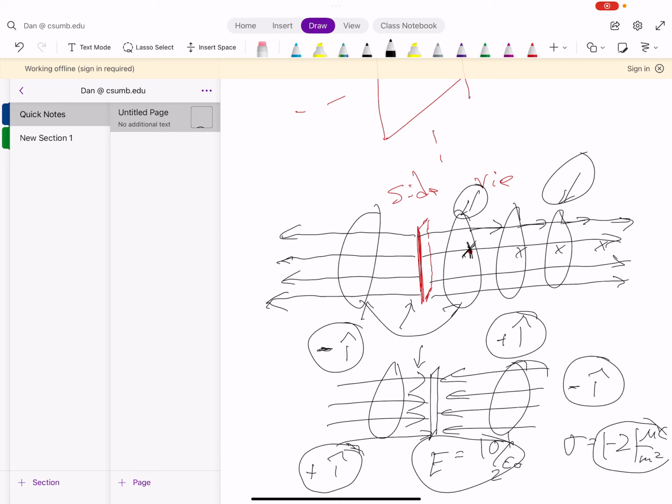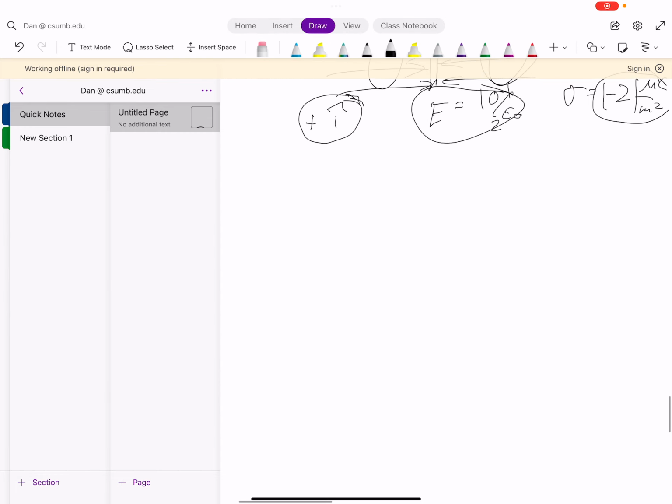The only difference is that it's going to be pointed towards the plane on the right-hand side of the plane and on the left-hand side of the plane. So it's going to be negative i-hat on the right-hand side and plus i-hat on the left-hand side. That's when you have a single plane of charge. And actually, this should get you through most of the homework.